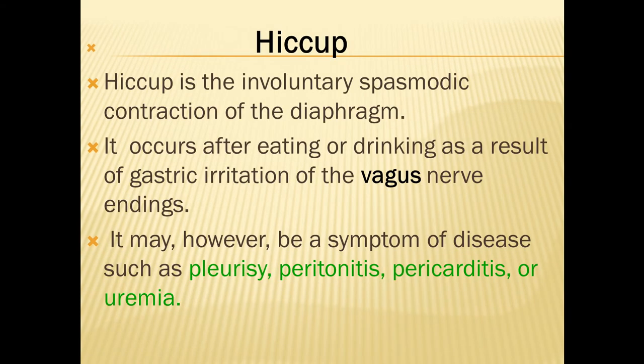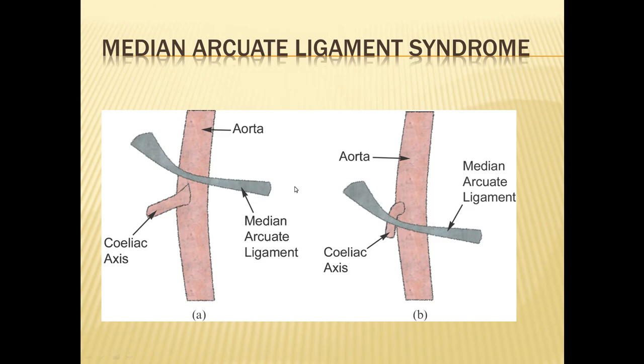One more slide. Median arcuate ligament syndrome. The celiac axis is compressed and it can result in epigastric pain and bruit.